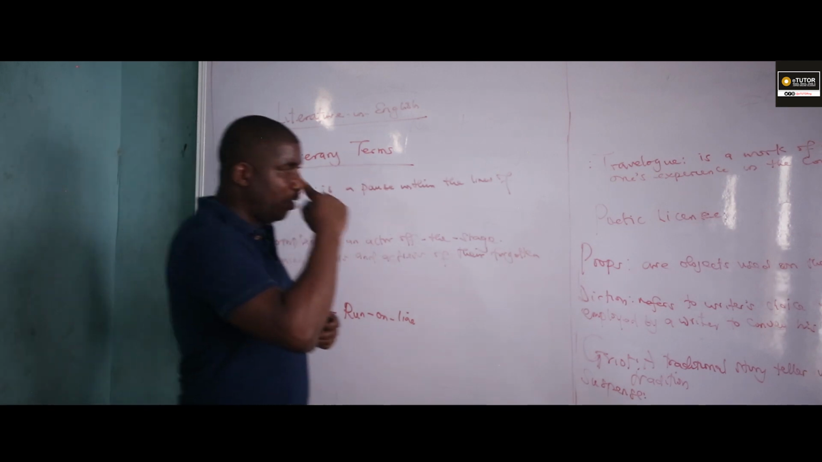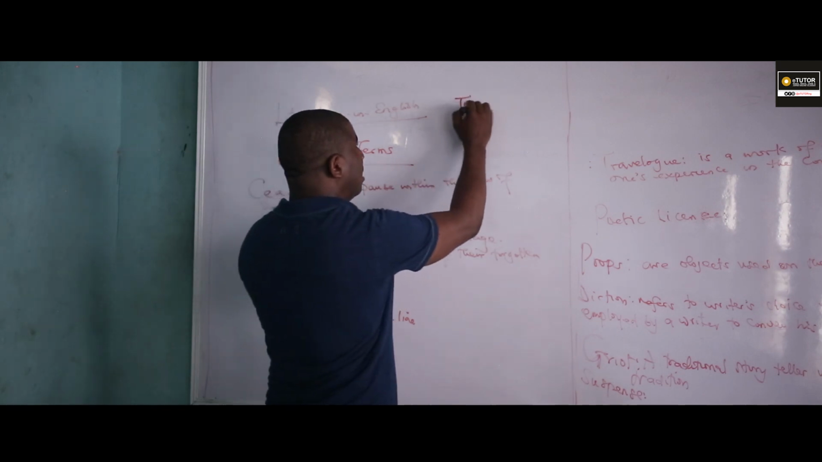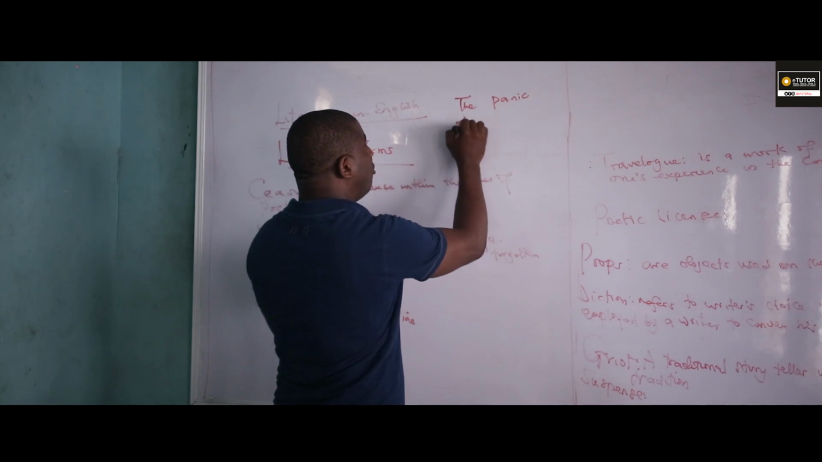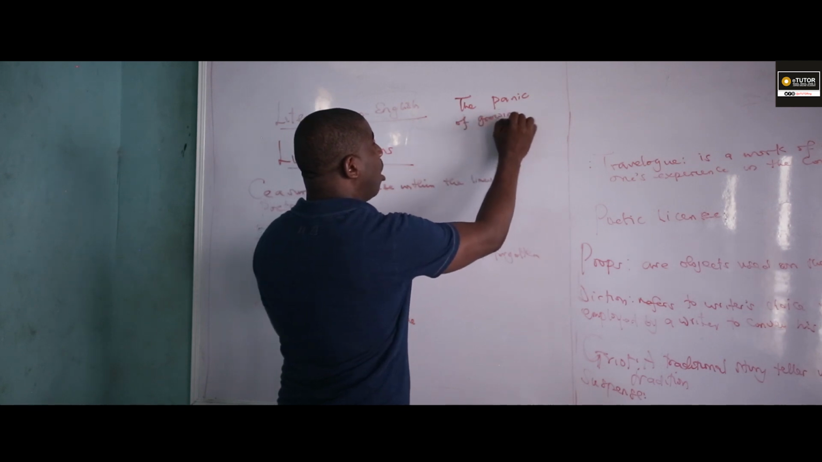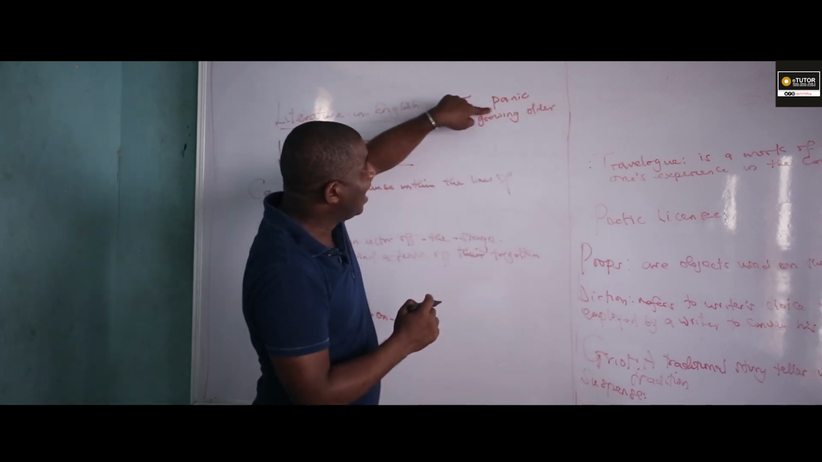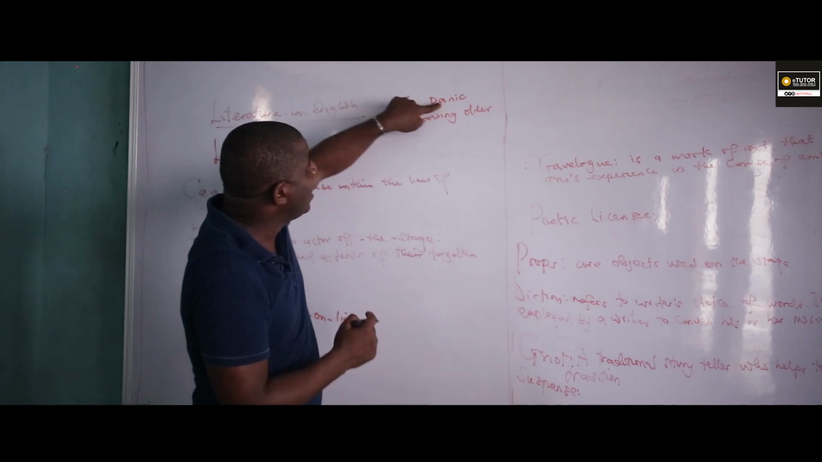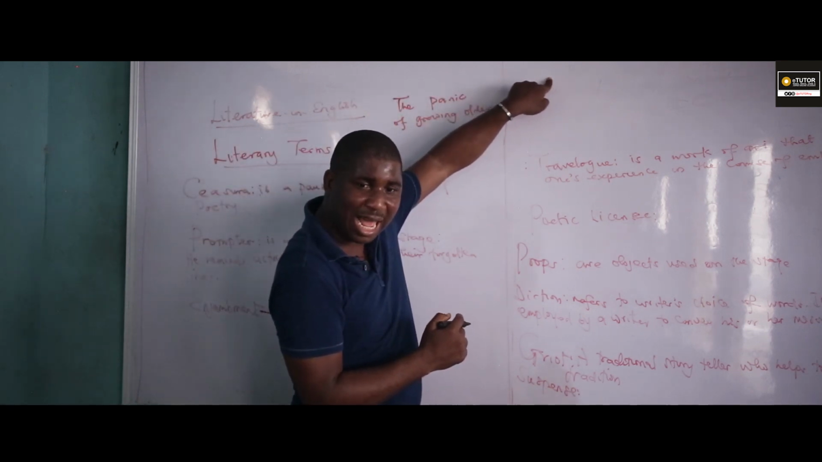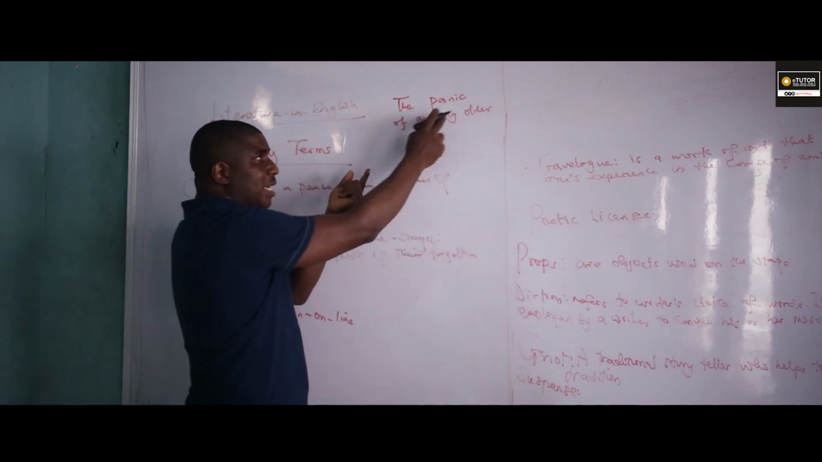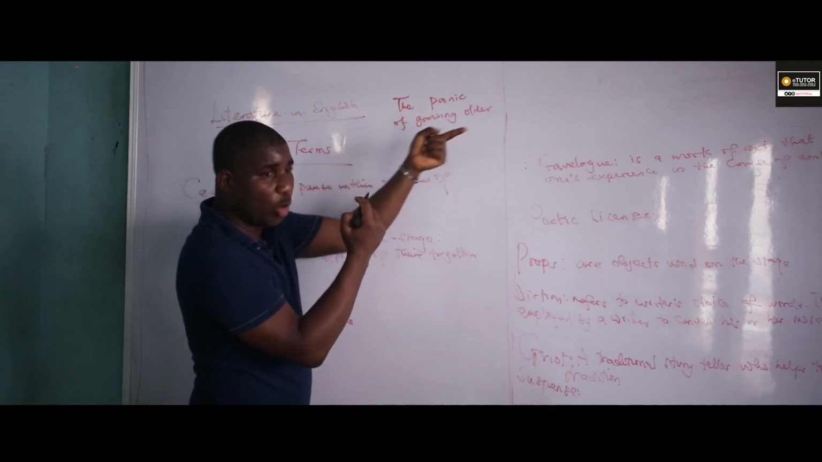Look at this. If you look at this poem, The Panic of Growing Older. The panic of growing older. This line falls into the what? Normally, it should be the panic of growing older in a line. Am I communicating? But it falls into the second line. So there is use of what? Enjambment.